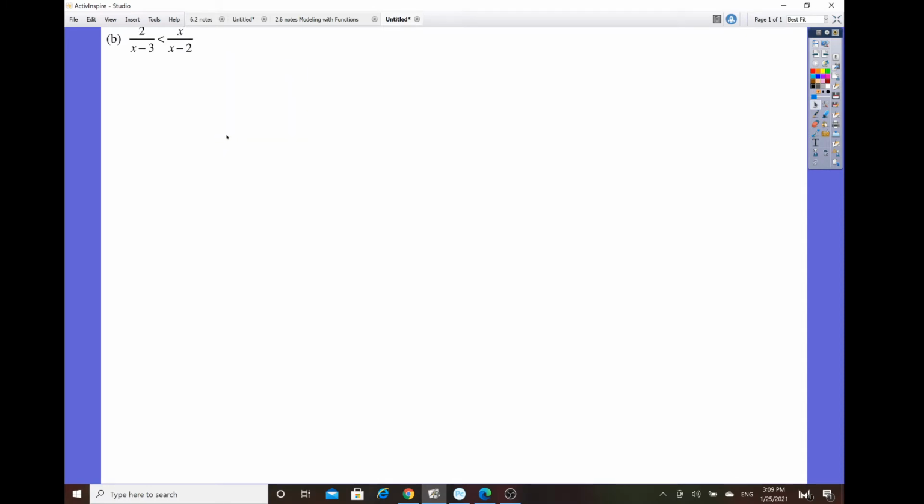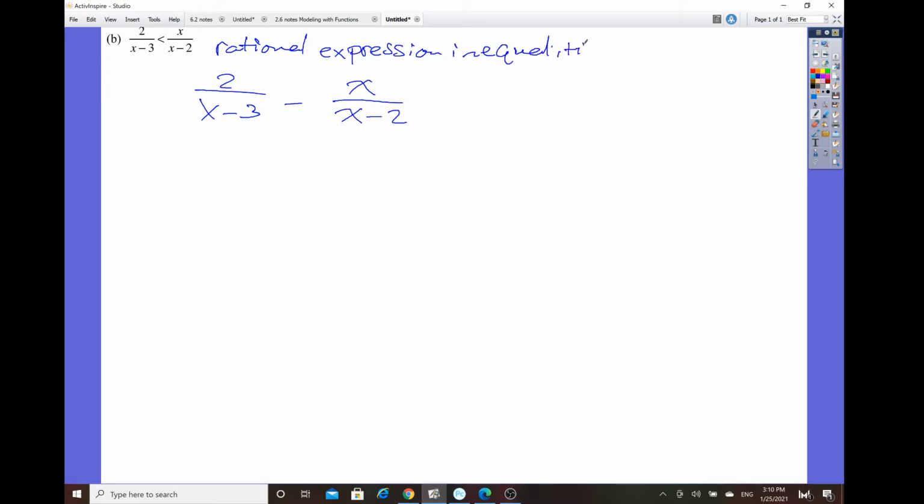For this one, we have 2 over x minus 3 is less than x over x minus 2. First, we want to bring everything together to one side. You might be wondering, can we cross multiply? If you cross multiply, there's no more denominator, which means we get away from the restrictions. So you don't want to cross multiply, because this is a rational expression inequality. So no cross multiplying.